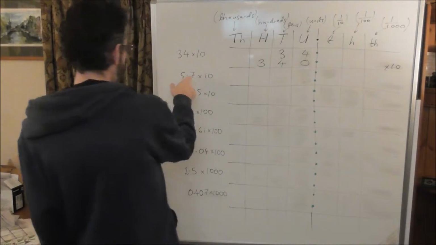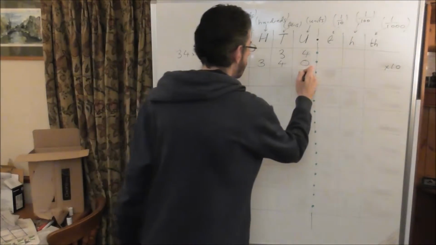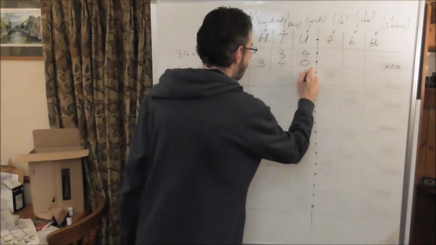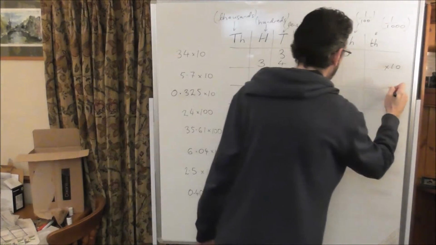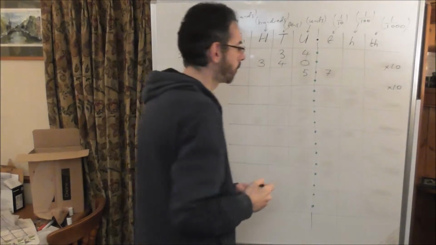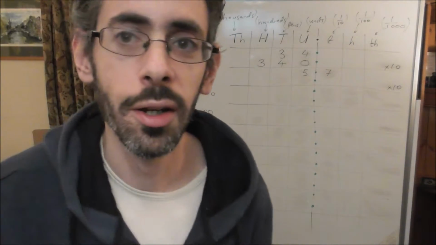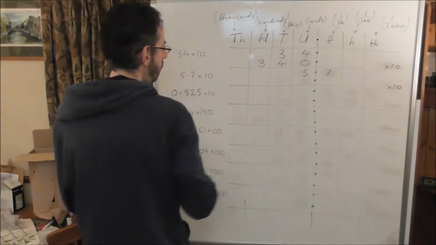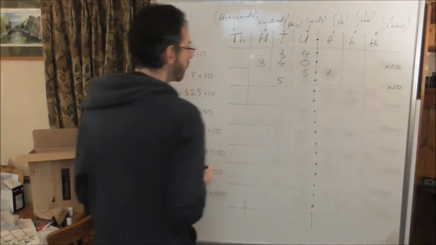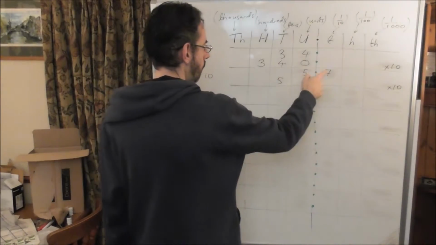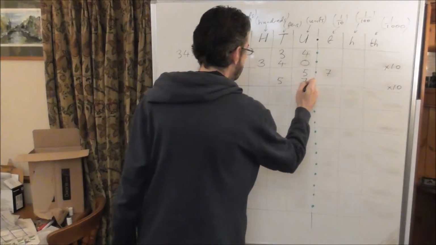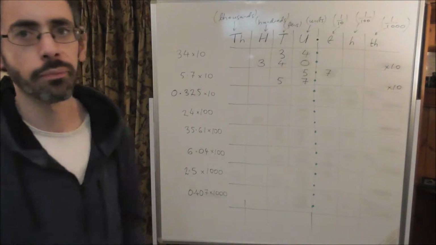Let's do 5.7 times 10. So 5.7 is 5 units and 7 tenths. Let's put that in the grid, 5.7 times 10. So I need to move the digits one place to the left. So the 5 will move from the units column to the tens column. And the 7 will keep with it. It'll move up one place and move to the units column. So the answer is 57.